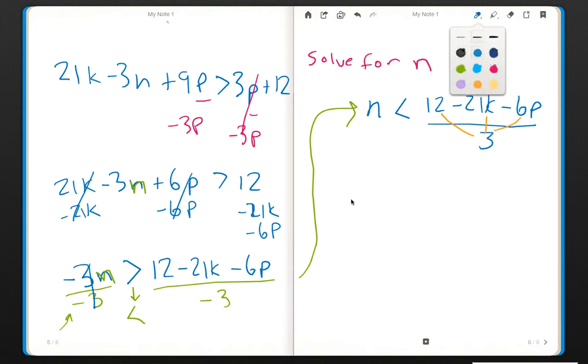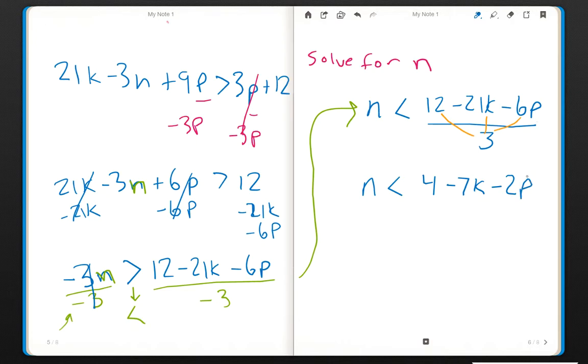So let's go back now. n is less than 12 divided by 3 is 4. 21 divided by 3 is 7, and there's a negative there, so it's going to be negative 7k. Can't divide the k, so it's got to stay there. 6 divided by 3 is 2, and there's a negative sign there, so it's going to be negative 2, and the p stays. And that's about as far as we can go.